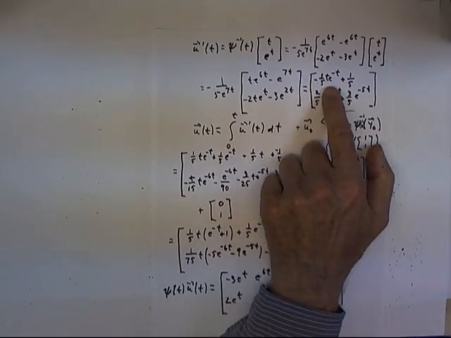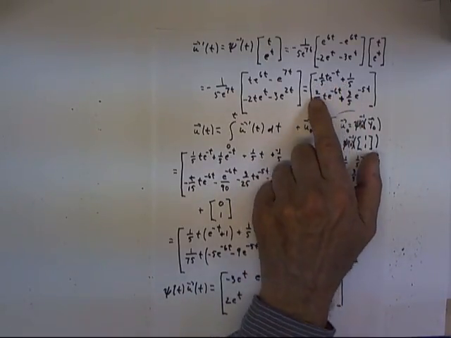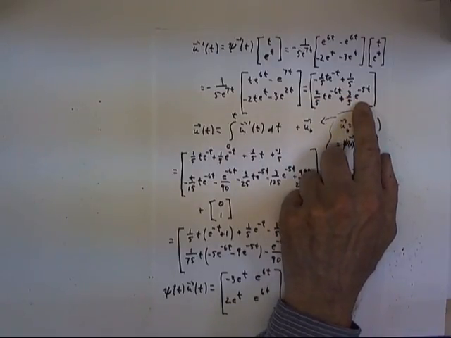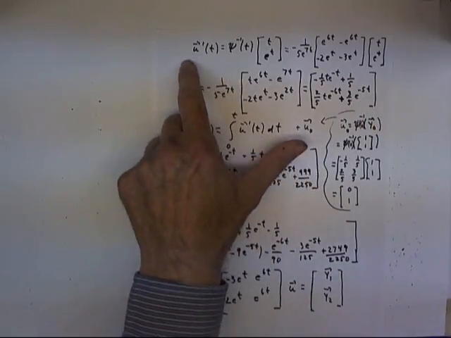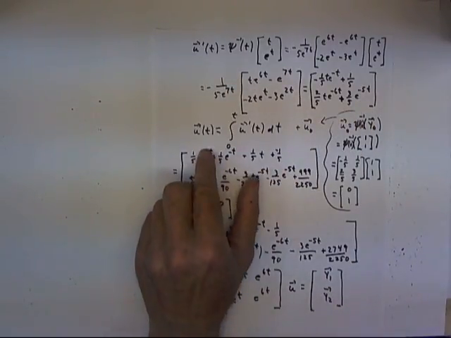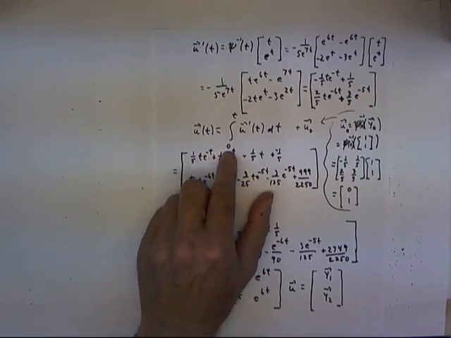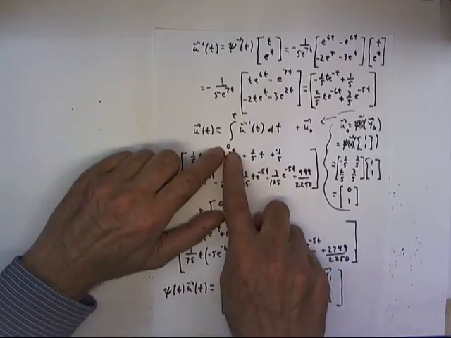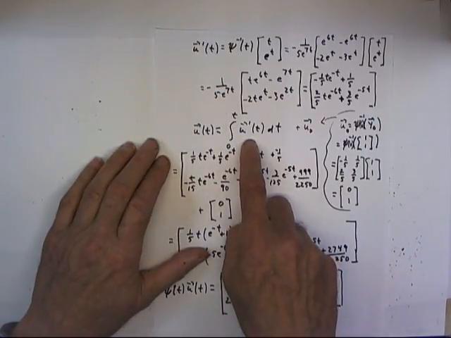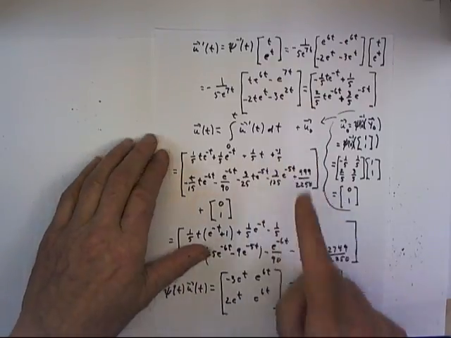Negative 1/5 t e to the negative t plus 1/5, 2/5 t e to the negative 6t plus 3/5 e to the negative 5t. Now we need to integrate this u prime of t. So u of t is the integral. The integral goes from t naught. Remember, the initial condition was y of 0 equal to the 1, 1 vector. So we integrate from 0 to t of u prime of t plus a u0 vector.